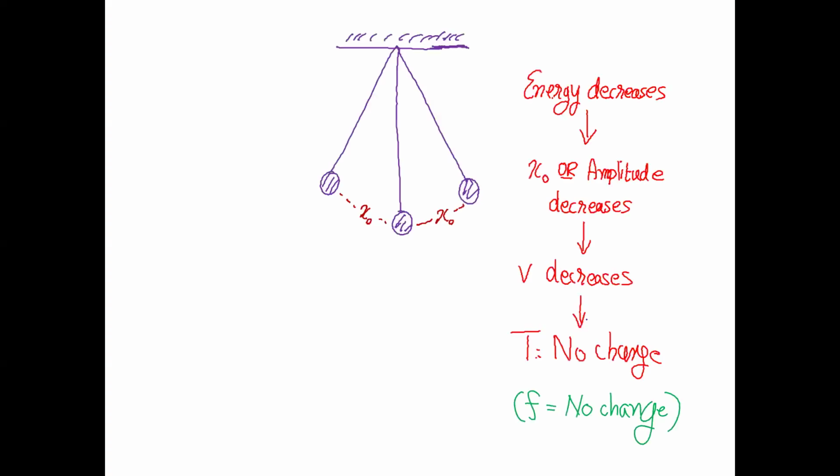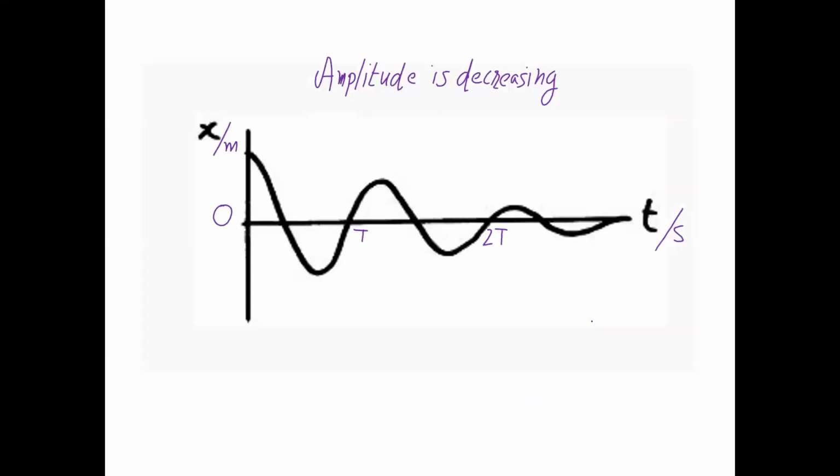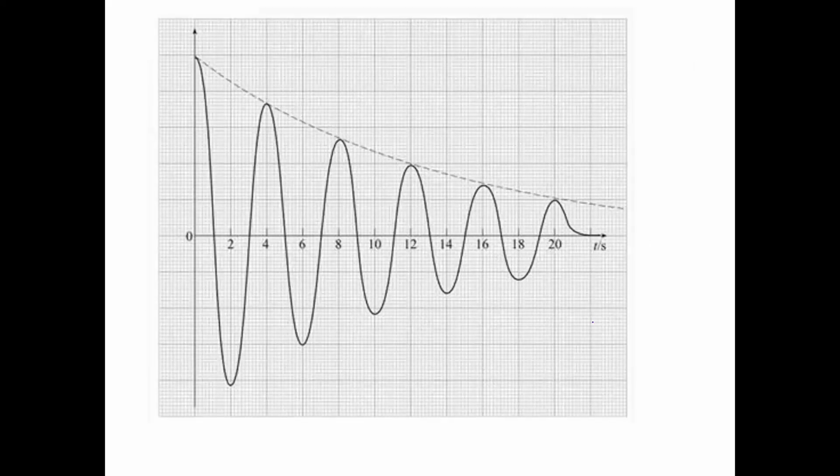What is light damping? Light damping is defined as the damping is not very high, not very low. It is not stopping the object. The object does not stop. So energy decreases, amplitude decreases, but the time period does not change. Look at this. This is called light damping. Look, the amplitude is decreasing.